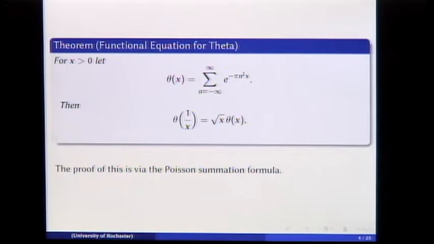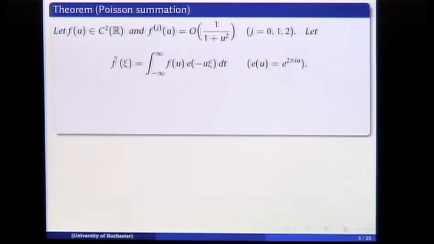I imagine that physics people know Poisson summation very well, so I'm not going to prove it. I'll just remind you at least one version. You can ignore the technical issues, but if you have a real valued function whose first two derivatives are continuous on the real line, and you have a bound on the function and its first two derivatives like this, so that those are in L1, then the Fourier transform is, I'll take as this. The Poisson summation formula says that when you sum the function over the integers, it's the same as summing the Fourier transform over the integers.